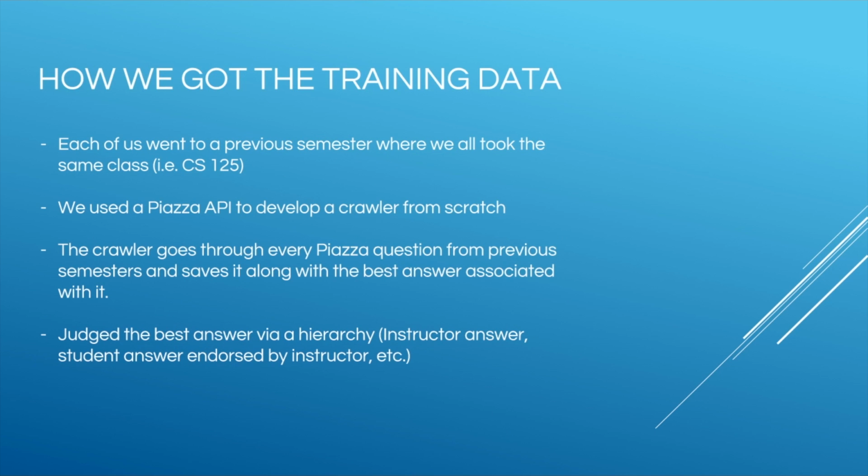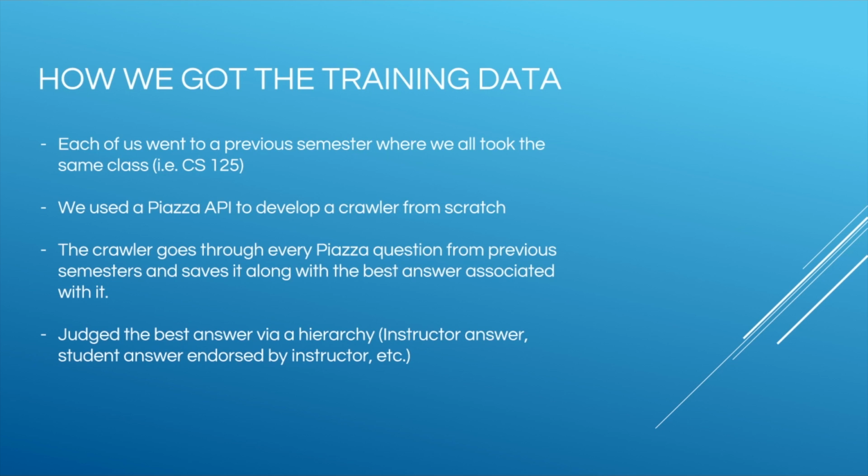The first step that we decided we needed to do was gather training data. So each of us went to a previous semester where we all took the same class, in this case CS125. We went online and found a useful Piazza API to help develop a crawler from scratch. The crawler goes through every Piazza question from previous semesters and it saves it along with the best answer associated with it.